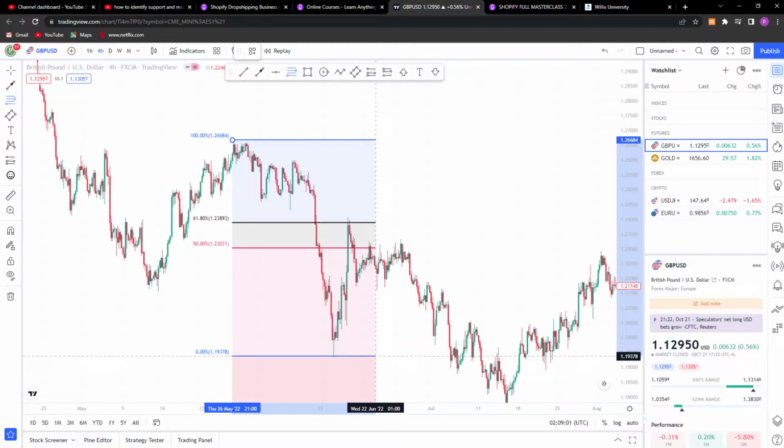Guys, see that? See that? You see this? You see that? See that zone?